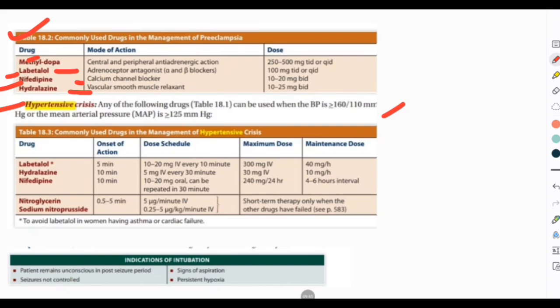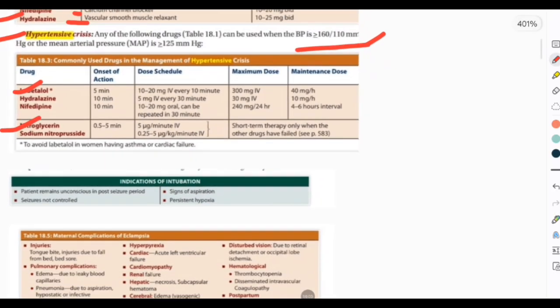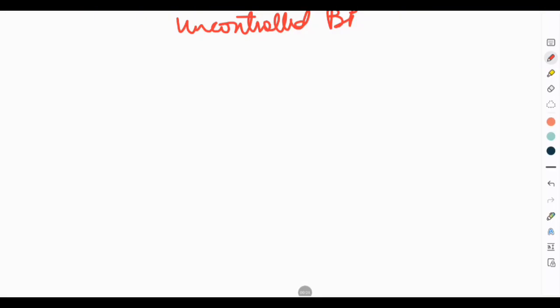Hypertensive crisis is when the BP is more than 160 by 110. Commonly used drugs in hypertensive crisis are labetalol 10 to 20 mg IV, maximum dose 240 or 220, nitroglycerin or sodium nitroprusside. Just a basic overview of the management of preeclampsia.